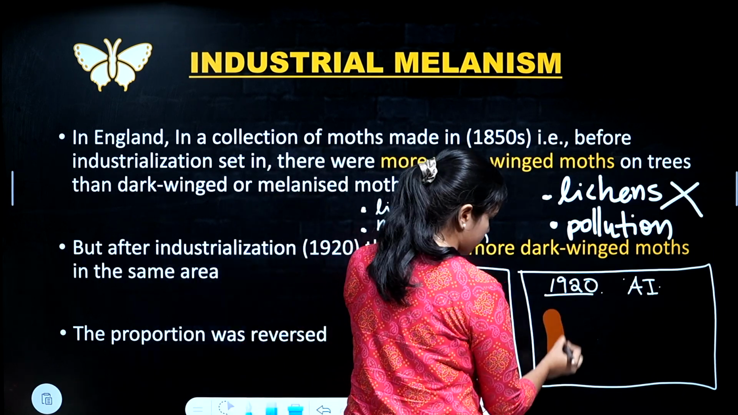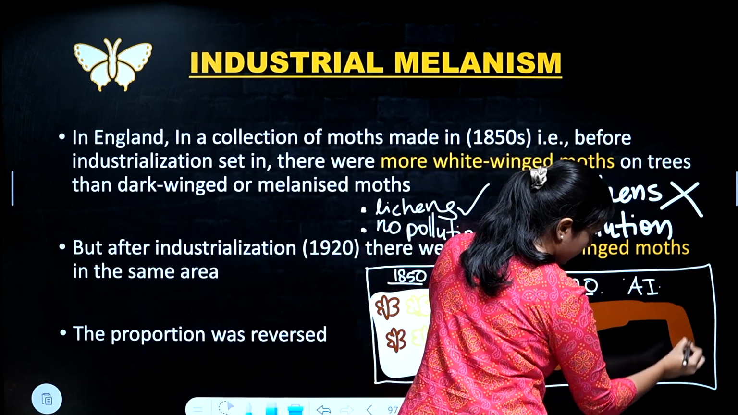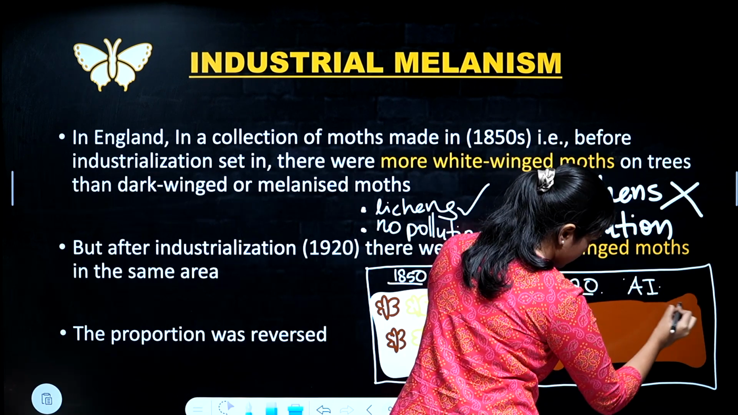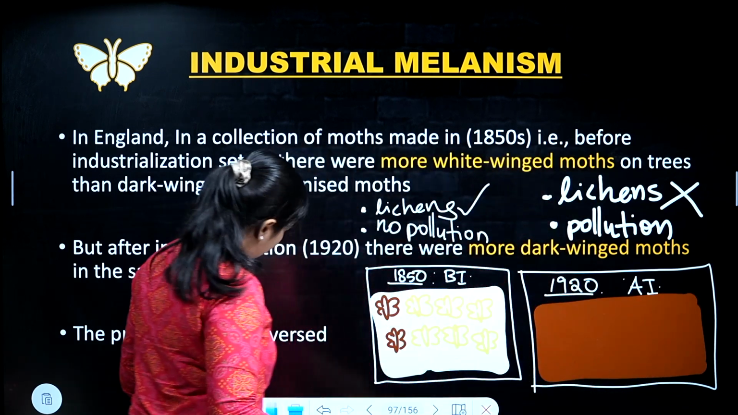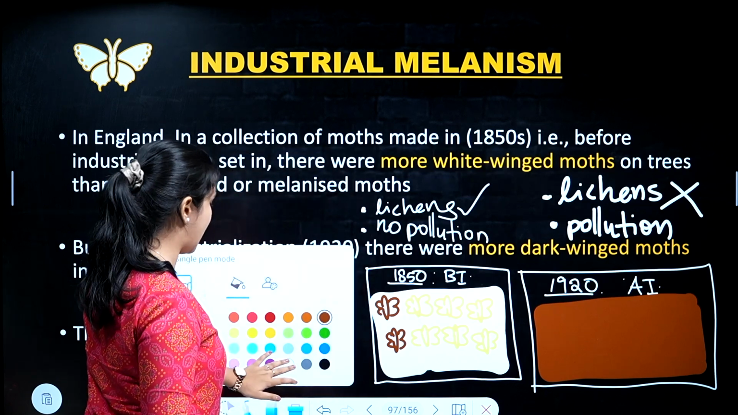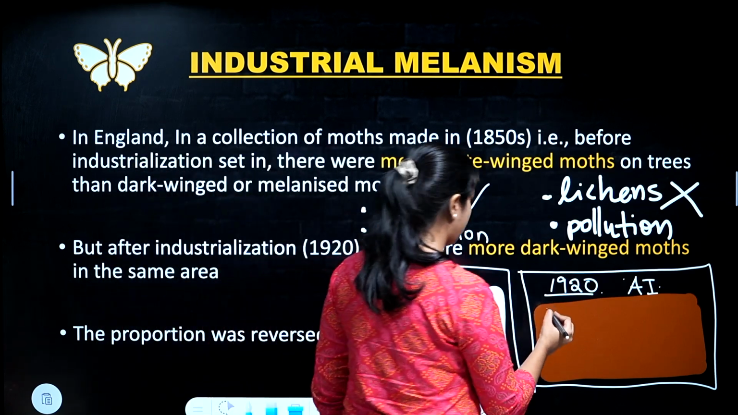It's just a tree bark that you're seeing. There is no lichen or anything. So this is the tree bark, and of course you have both the white winged moths and the dark winged moths. Let me draw it for you.